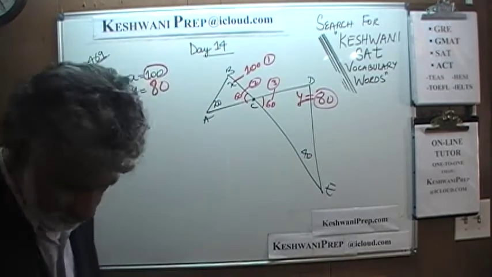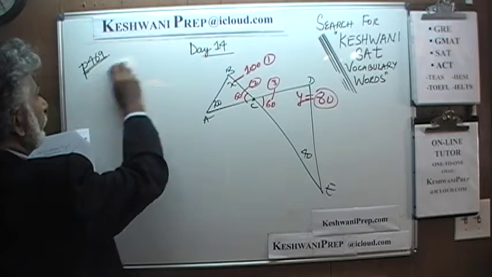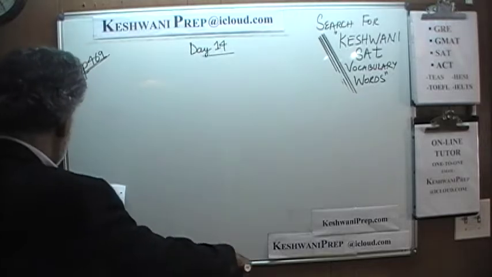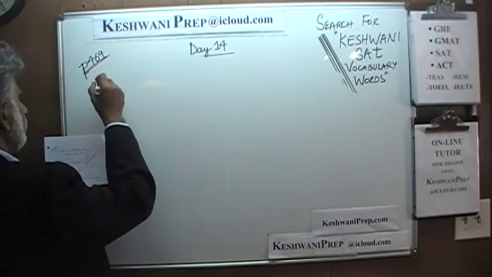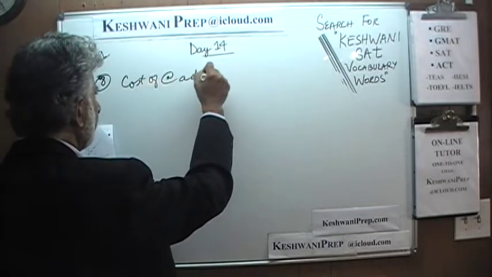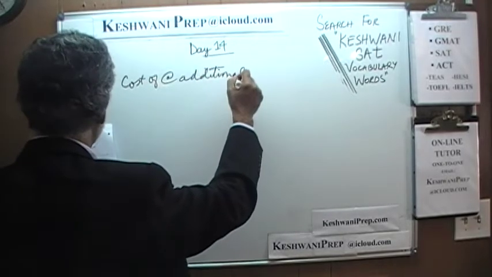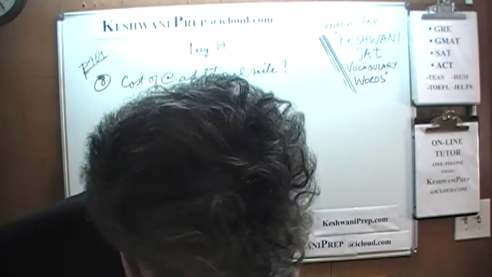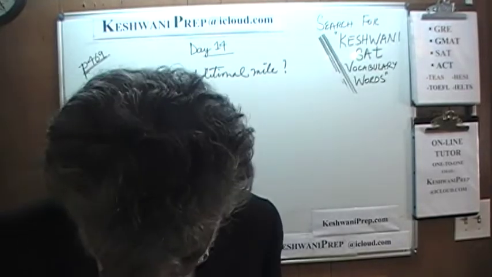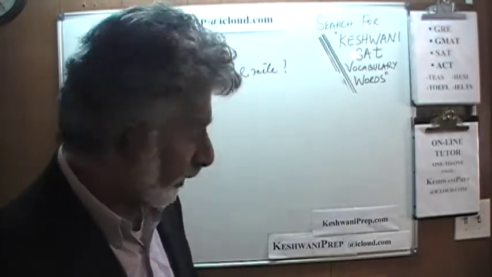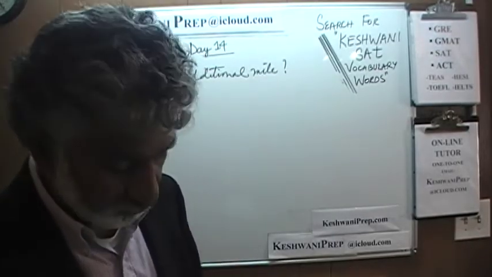Number 8 is asking us the cost of each additional mile. What is the cost of each additional mile? I think we are riding in a cab. Question number 8. Not that it matters at all. Yes, a cab ride. Okay, so we are in the taxi, we are in the cab, and the question is, what's the cost of each additional mile based on the graph that they gave us?